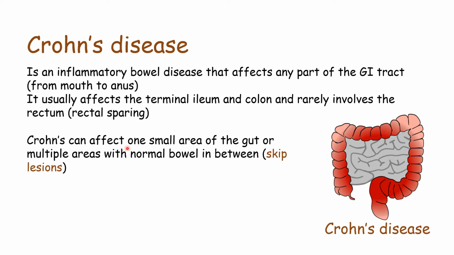So Crohn's can affect one small area of the gut or multiple areas with normal bowel in between. This is called skip lesions. So here in this image we can see, it even shows a little bit of rectal sparing there, but we can see areas of the bowel that are affected by the disease, so here for example, and then areas of normal bowel, then affected bowel, normal bowel, and so on. So this is characteristic of Crohn's disease, these skip lesions.